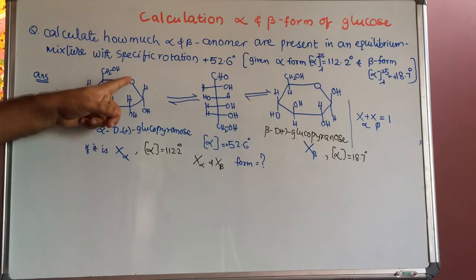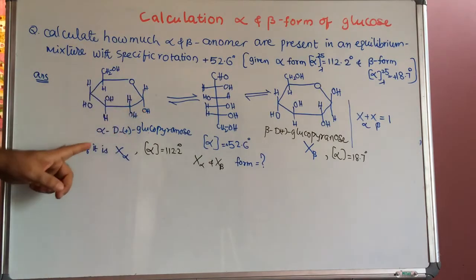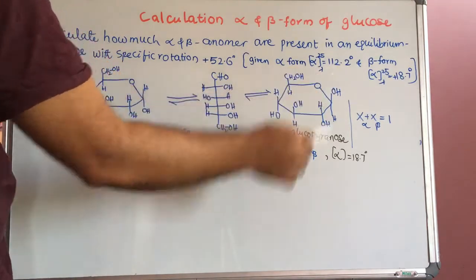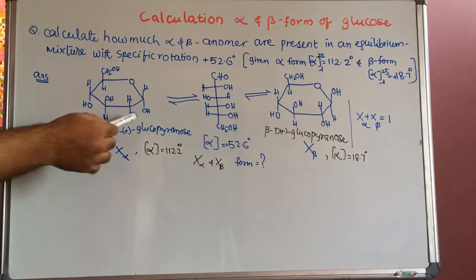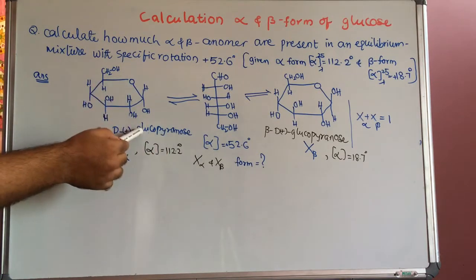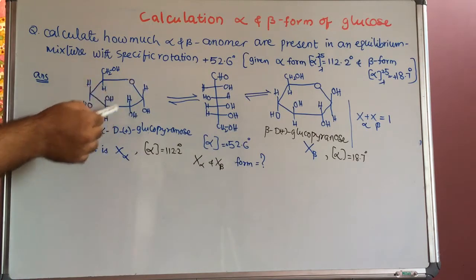The OH group opposite to this cyclic oxygen is the alpha form. The OH group on the same side as the cyclic oxygen is the beta form. And a 6-member ring is what is called pyranose. It is glucose, that's the gluco. Alpha indicates the OH is opposite to the cyclic oxygen.